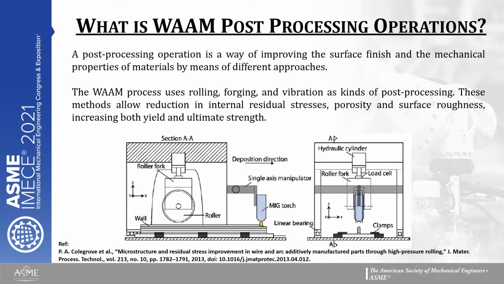A post-processing operation is a way of improving the surface finish and the mechanical properties of material by means of different approaches. In case of WAAM process, rolling, forging, and vibration-assisted techniques are used as post-processing methods. These methods allow reduction in internal residual stresses, porosity, and surface roughness. Moreover, the yield and ultimate strength is improved.